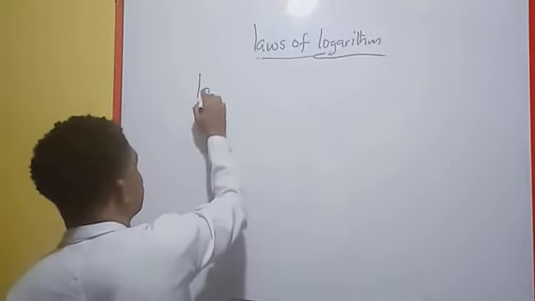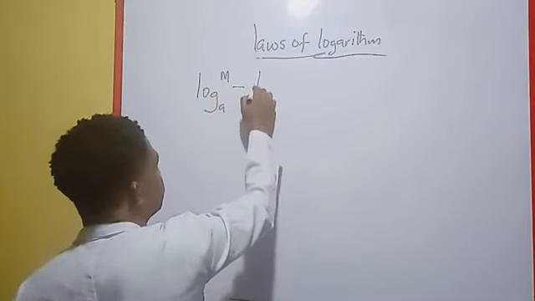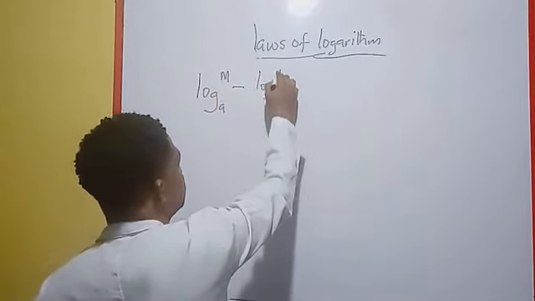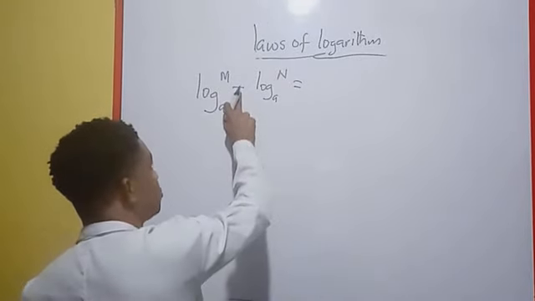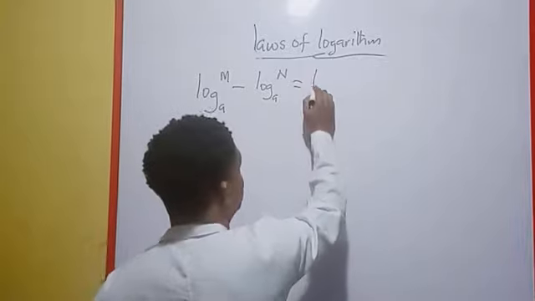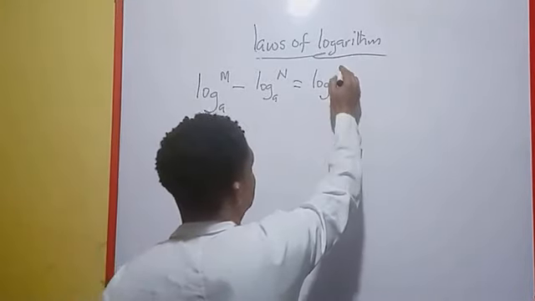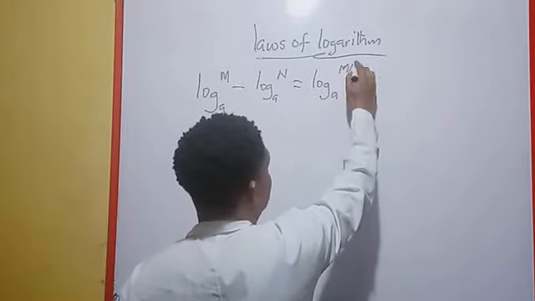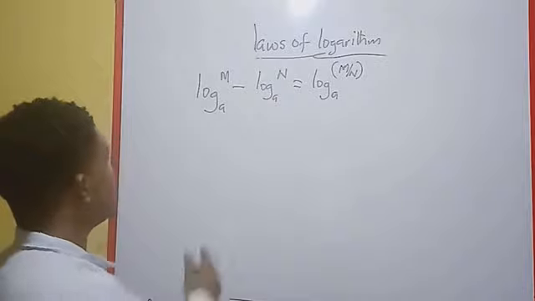Also, let me give you another law again. If it is log a to base m minus log a to base n, because here is minus, here is going to be what? Division. So take the base because the base is the same. Then you have m over n.